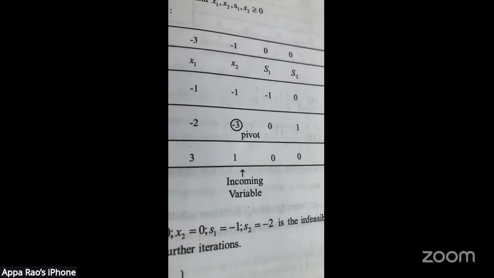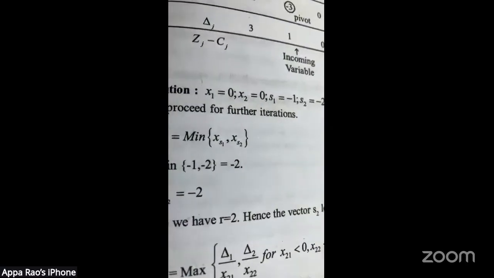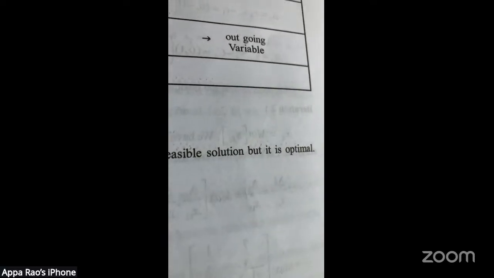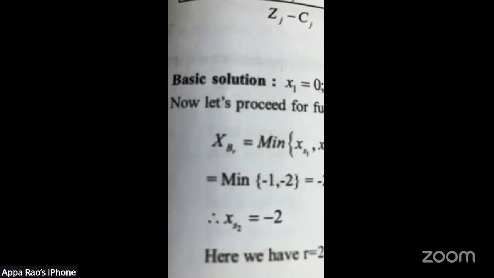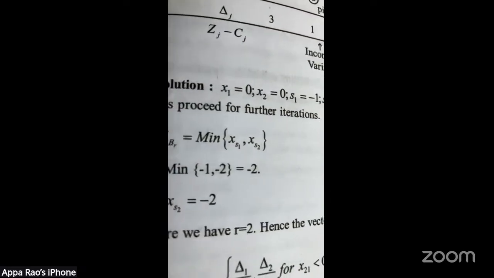Pivot is also known as key element. So here the basic solution: x1 equal to 0, x2 equal to 0, s1 equal to minus 1, s2 equal to minus 2 is the feasible solution, but it is optimal. Now let's proceed for further iterations.